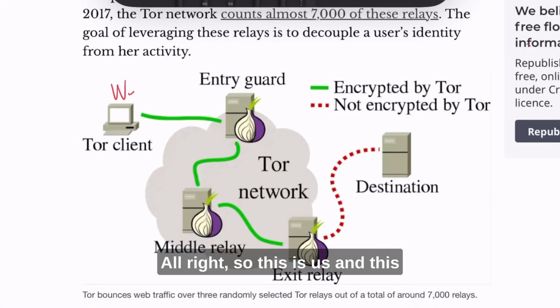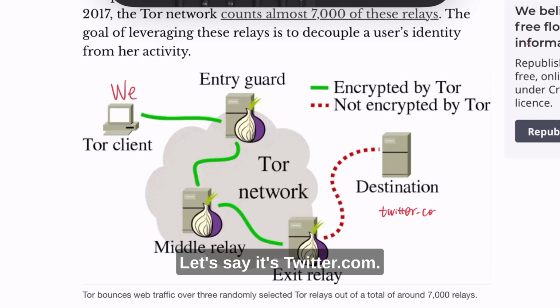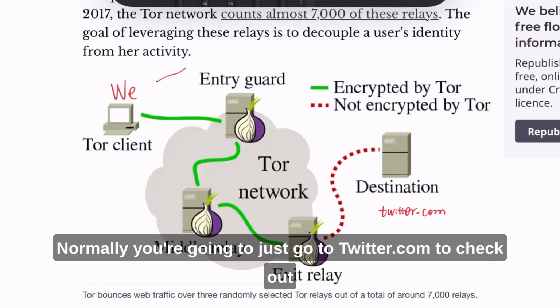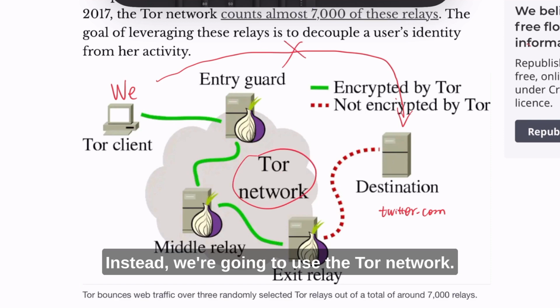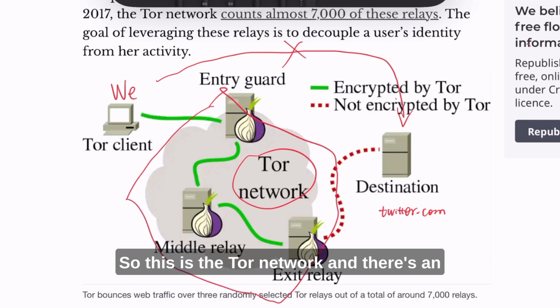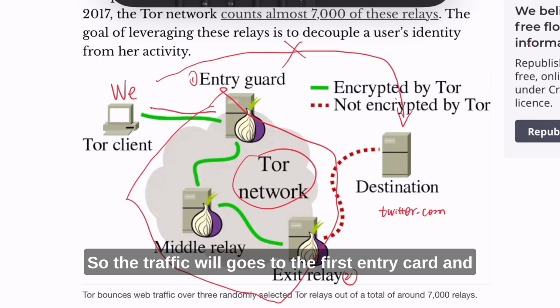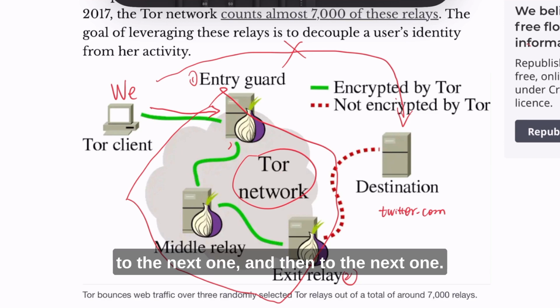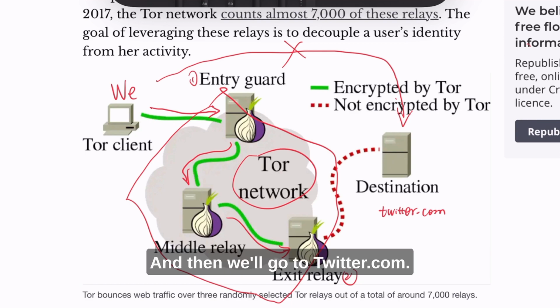Alright, so this is us, and this is the website that you're going to visit. Let's say it's twitter.com. Normally, you're gonna just go to twitter.com to check out tweets, but this is not what we're gonna do. Instead, we're gonna use the Tor network. So this is the Tor network, and there's an entry relay, and there's an exit relay, right? So the traffic will go to the first entry relay, and to the next one, and then to the next one. So in total, 3 random relays in the Tor network, and then it will go to twitter.com.